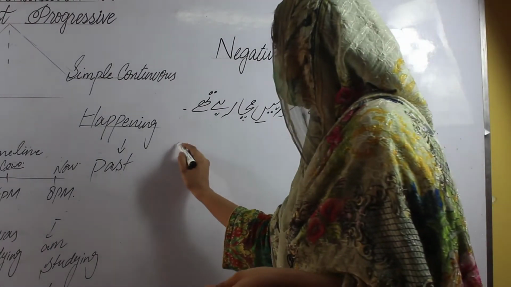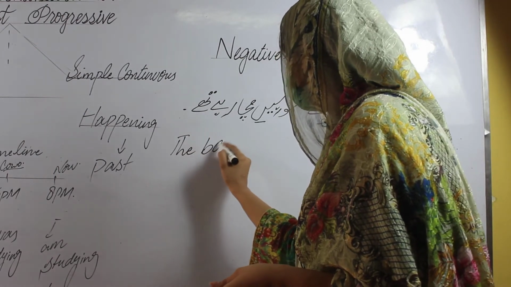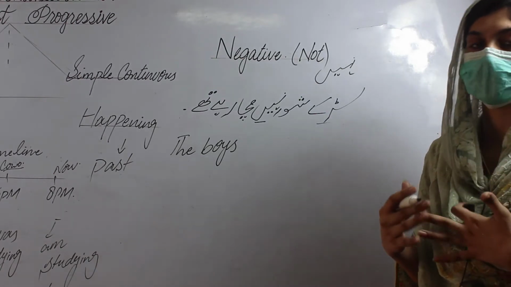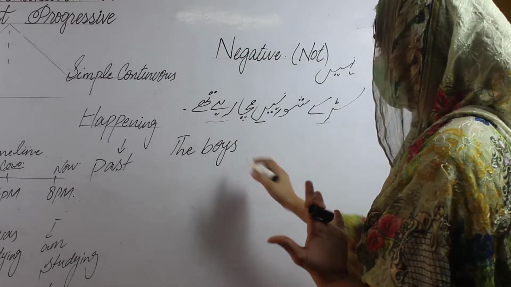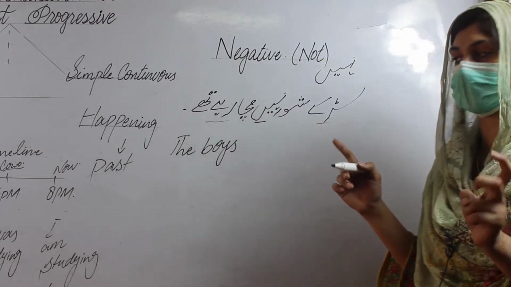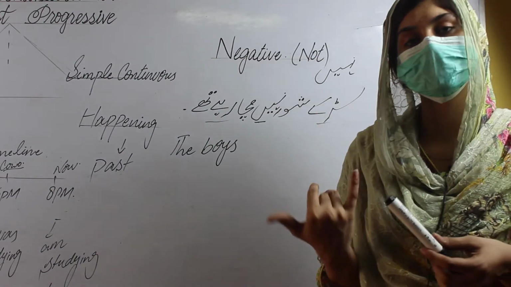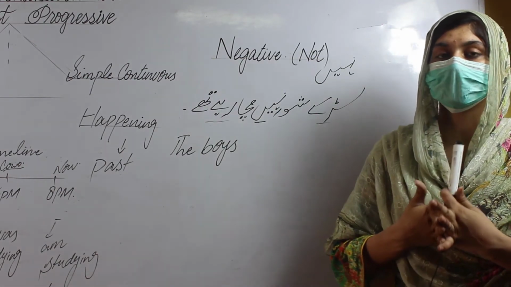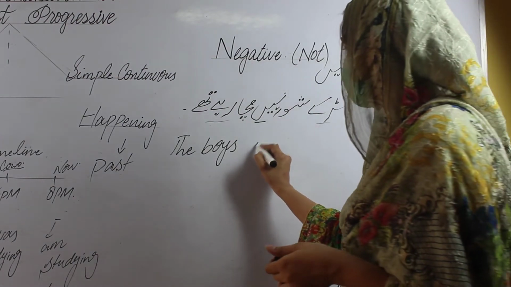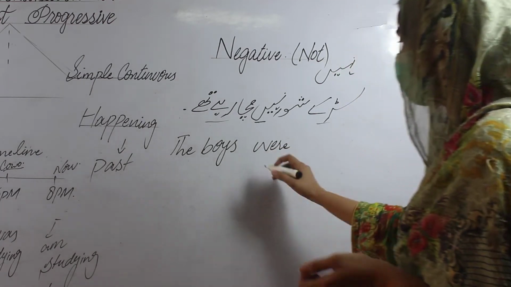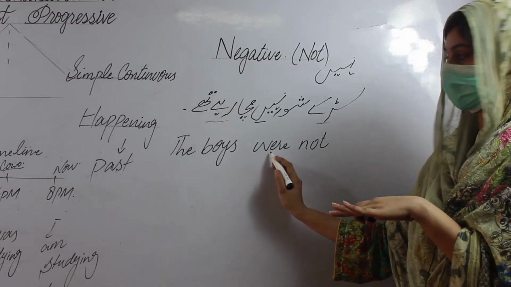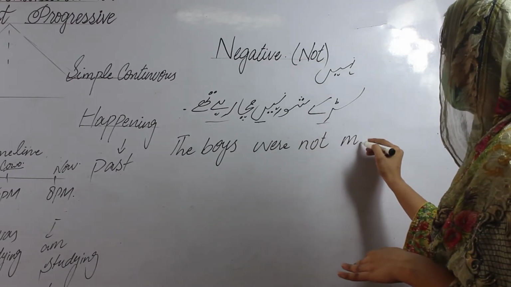So firstly put here the boys. Now find out where the verb is, which means the action that is happening. So here it is making a noise, but to make it negative we add not. The boys, and firstly put the helping verb, because boys are plural. I am not talking about only one boy. So for the plural one, the boys were not. Now put the not right after the helping verb, the boys were not making.